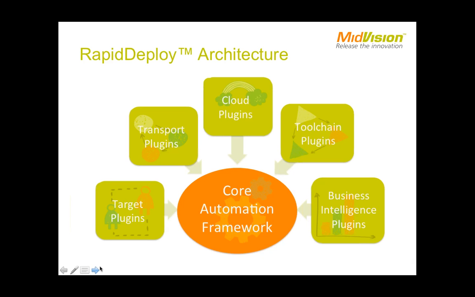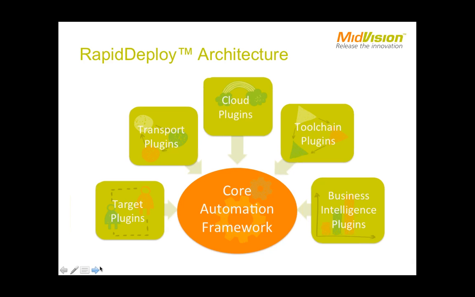Then we have a number of cloud plugins, and an example of that might be the AWS plugin. So you can use the cloud plugins to spin up some AWS instances if you wish to prior to doing your deployments. And then we have toolchain plugins. These pretty much, not entirely, live within the core automation framework in that they're not typically deployed out to the target servers. So those toolchain plugins typically fall into the areas of build plugins.